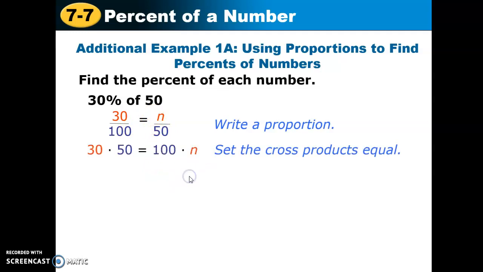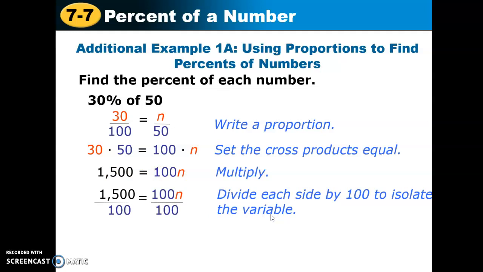Now we can cross multiply. They're not showing you the cross multiplying because they're assuming you know, but it's that diagonal where you go 30 times 50 and then n times 100. If you clean that up and multiply it, make it look like an algebraic problem, you have 1,500 equals 100n. Now to solve for n, you divide by 100 on both sides. That isolates the variable, and you get n equals 15. So 30% of 50 is 15.